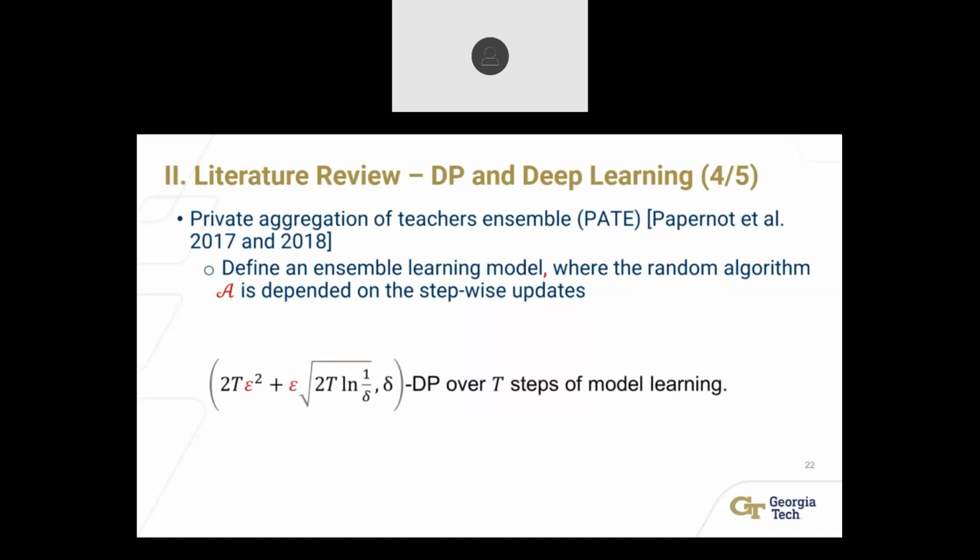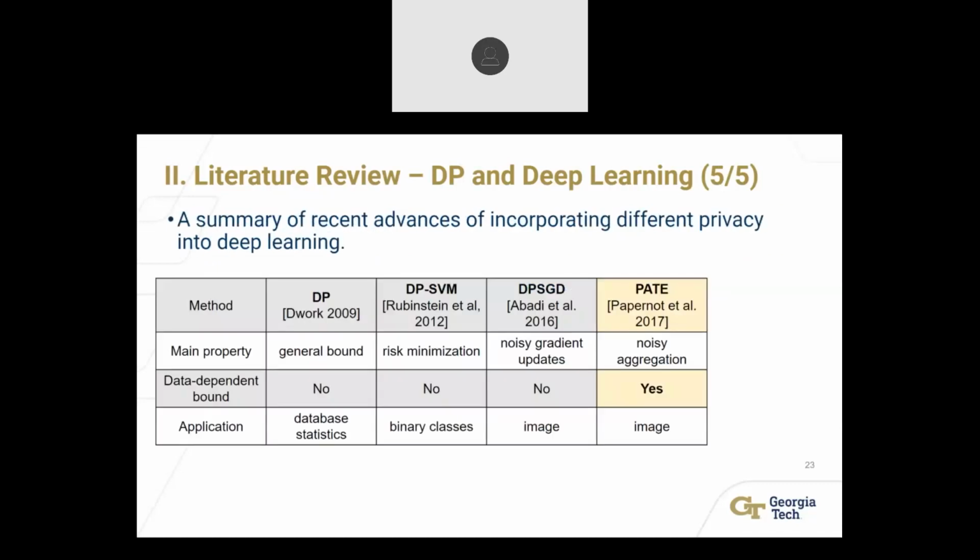Another theoretical finding is that the private aggregation of teacher ensembles has a privacy guarantee which depends on the stepwise update. For the original DPSGD, the training update process does not depend on the state, which is T here. But in the PATE framework, we can guarantee this epsilon delta over T states of model learning. That means we can control our model and design it independently, based on the model's update state. So we'll talk about PATE later.